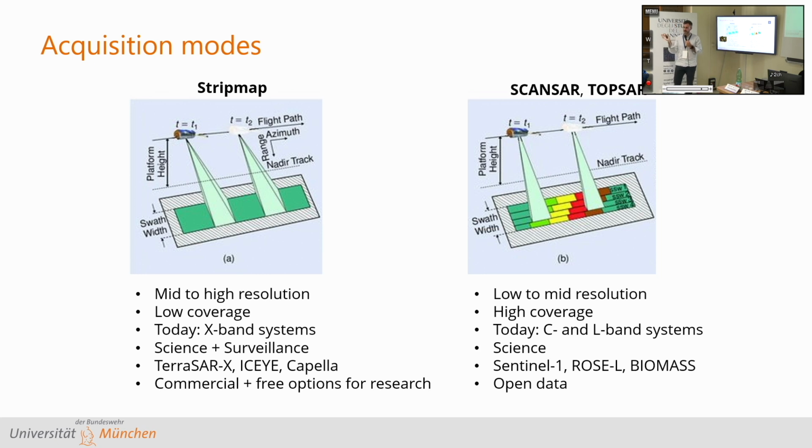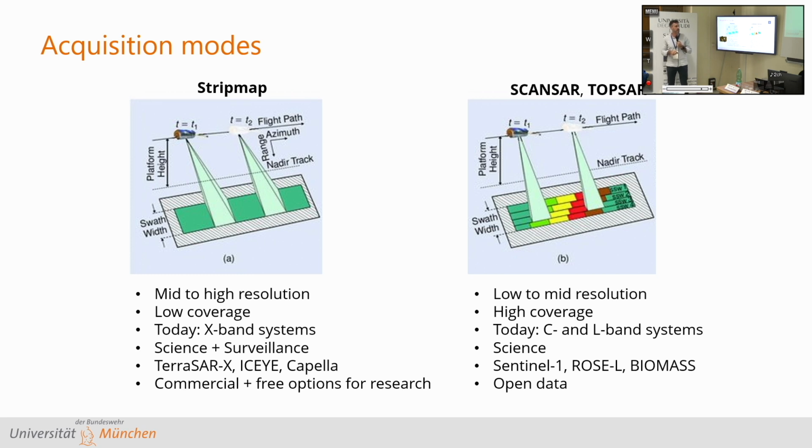So we know the SAR is flying, acquiring in a straight direction, and usually at the bands we are working with, X-band, C-band, even at L-band, we get relatively mid to high resolution. So they are relatively sharp images. This is used for science, but also a lot for surveillance. A lot of private companies are getting into the sector and using this modality. TerraSAR-X and TanDEM-X were working mainly in this mode.